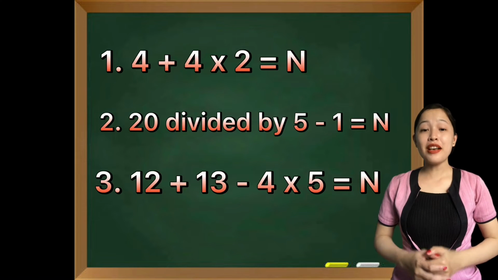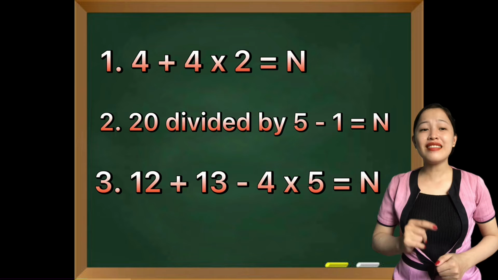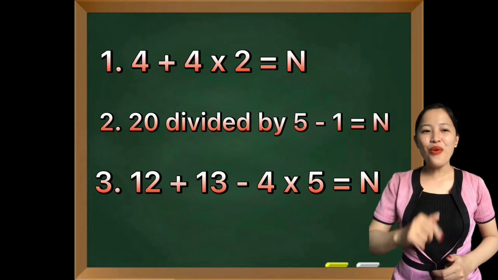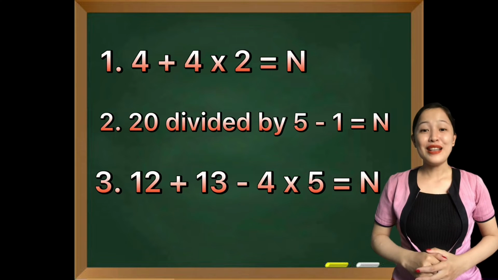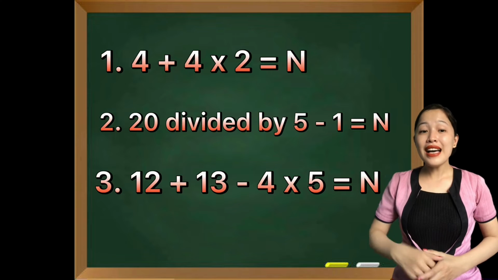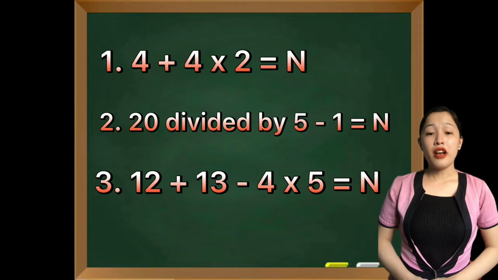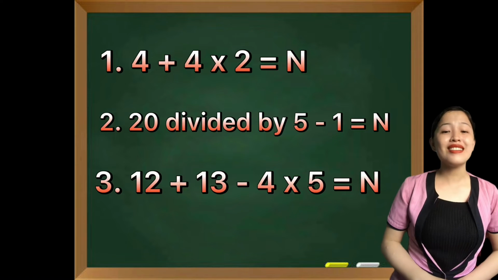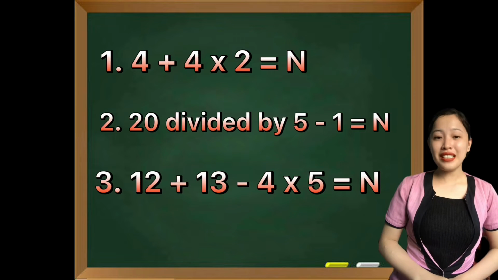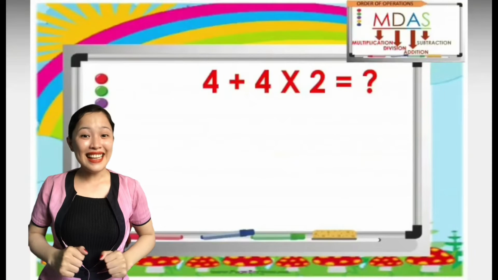Class, I have here some equations, and this time let's try to answer these by using the MDAS rule. Number 1: 4 plus 4 times 2 equals n. Number 2: 20 divided by 5 minus 1 equals n. And number 3, we have 12 plus 13 minus 4 times 5 equals n. Now class, I will give you 5 minutes to answer this. And now, let's check your work.